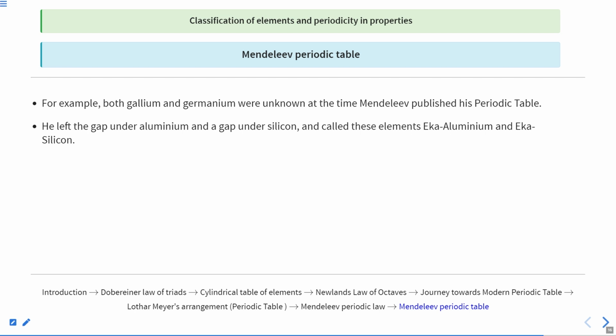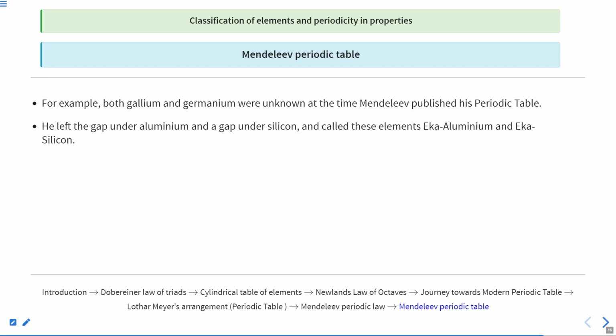Again, one more example is there. Both gallium and germanium were unknown when Mendeleev published his periodic table. So this is the strange thing that I was talking about. He not only predicted that this is the way to classify the elements, he also predicted that there are some gaps, and those gaps will be filled later on when we discover those elements. So he kind of told the future.